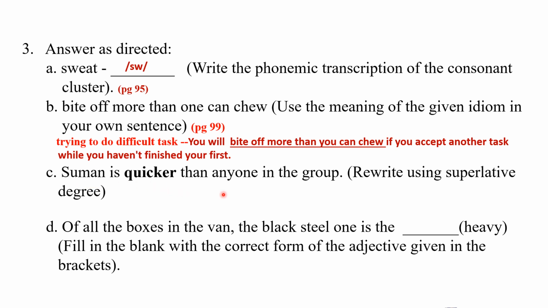Then see, Suman is quicker than anyone in the group. Rewrite using superlative degree. So the moment superlative degree, the should come. So your answer is Suman is the quickest in the group.